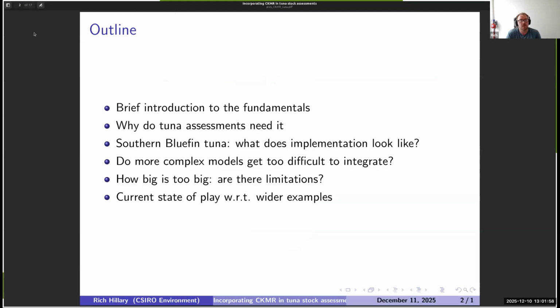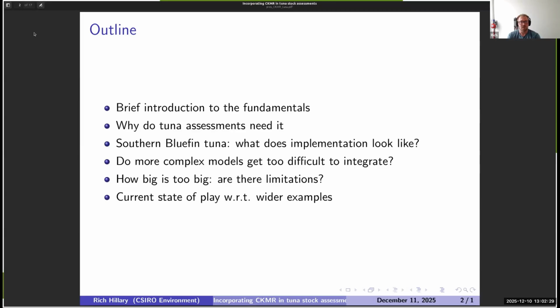So I'm going to give a pretty brief and mostly non-technical summary about issues around incorporating close-kin into tuna assessments, a bit of an introduction to some of the fundamentals, some medium-strength propaganda about why tuna assessments might need it. I'll focus a bit on the southern bluefin tuna example in terms of what long-term implementation might look like. That's probably the longest-term integrated example that's out there.